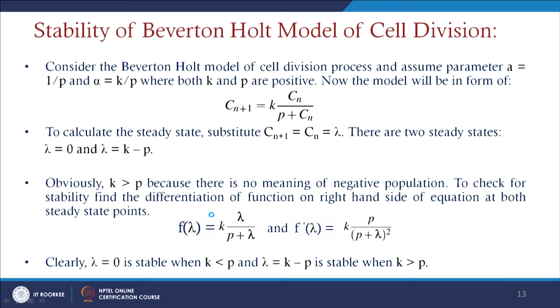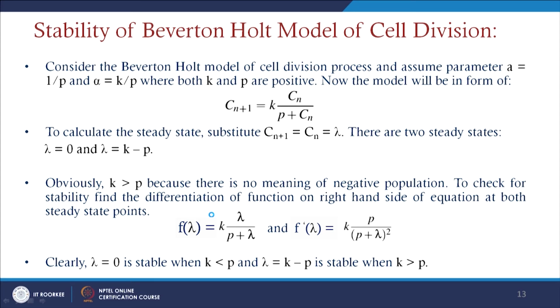Next we go for the stability of the Beverton-Holt model of cell division. Consider the Beverton-Holt model of the cell division process and assume parameters a equals 1 by p and alpha as k by p, where both k and p are positive. Now the model is of the form C_(n+1) equals k C_n by (p plus C_n). It is a nonlinear model.